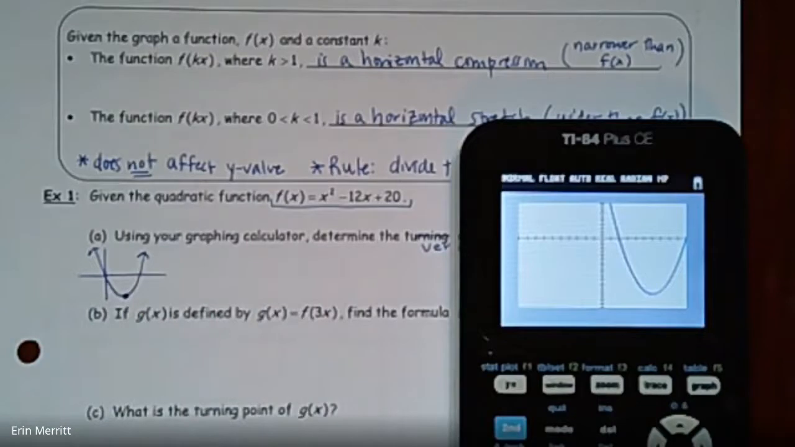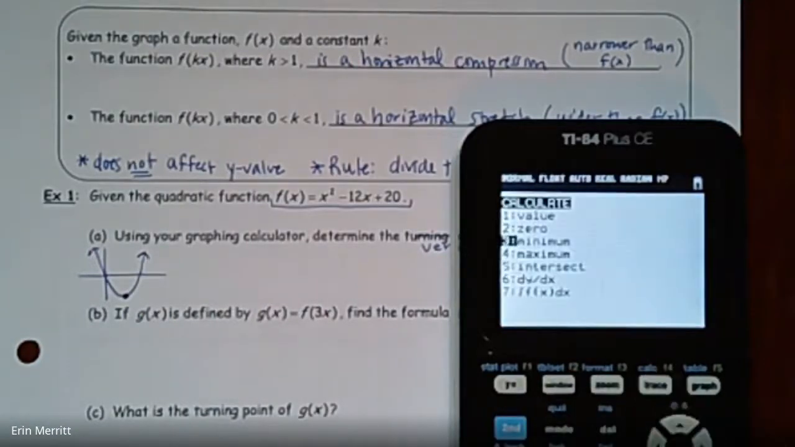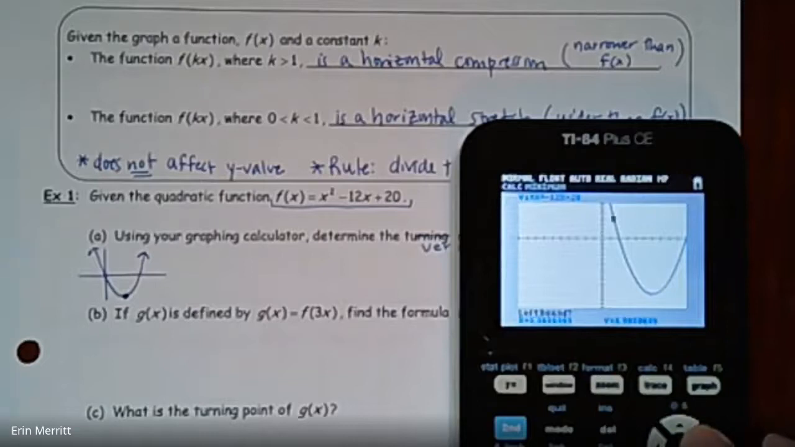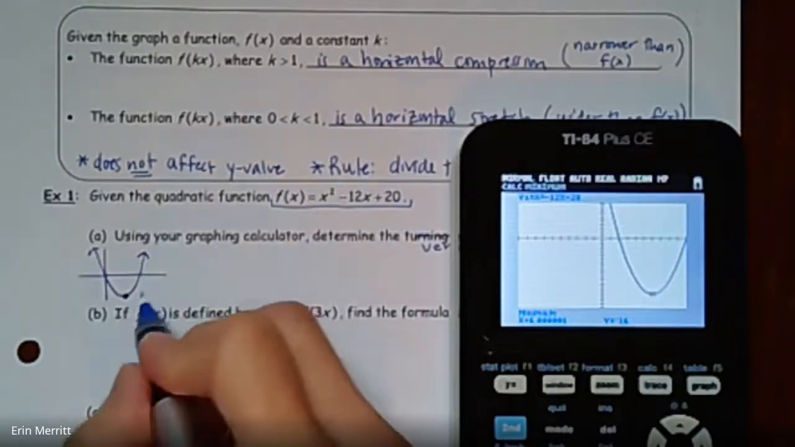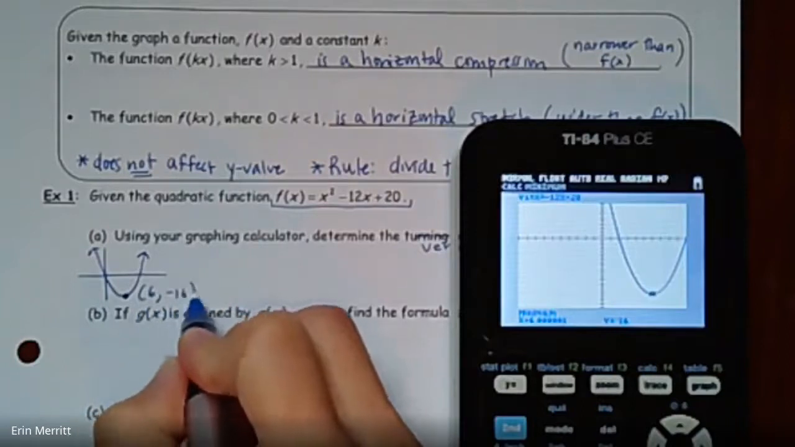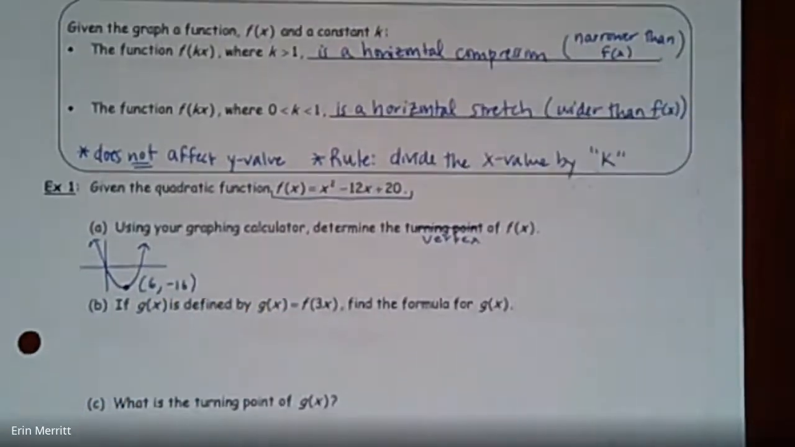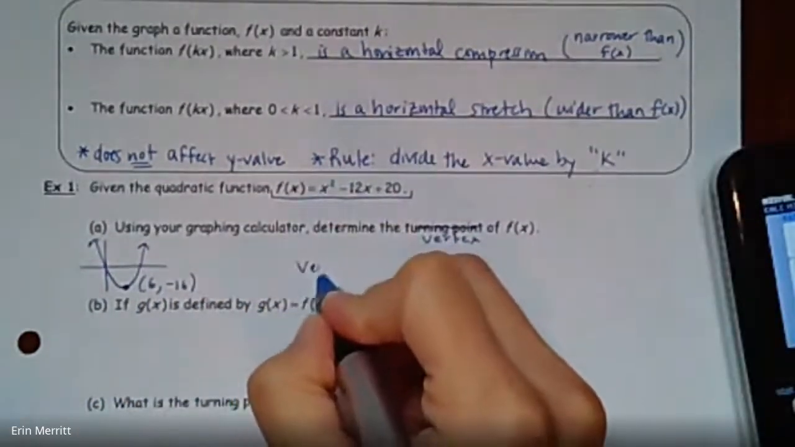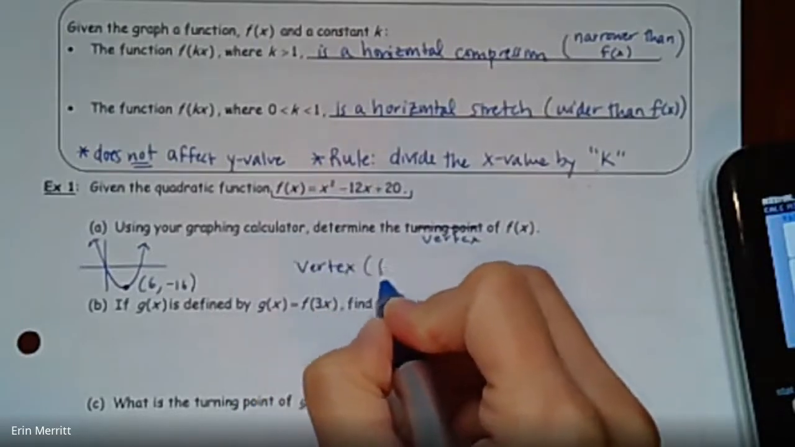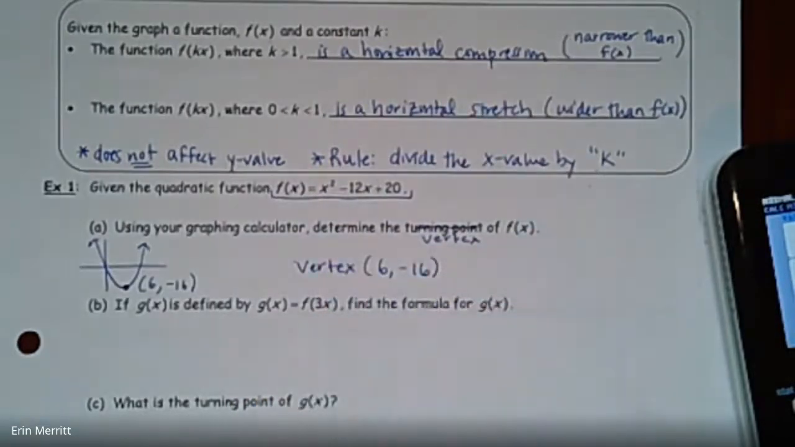It only is going to show up in the table if it's a nice whole number, so just keep that in mind. Otherwise, second, trace, min, and then you can follow the prompts. It's going to ask you for a left bound, right bound, take a guess. So it's a good time to show you this as a little reminder. Slide it on over, and there we go. The minimum comes out as 6 with some decimals, but really it's 6 comma negative 16. So that is the vertex point right there. My vertex is 6 comma negative 16.